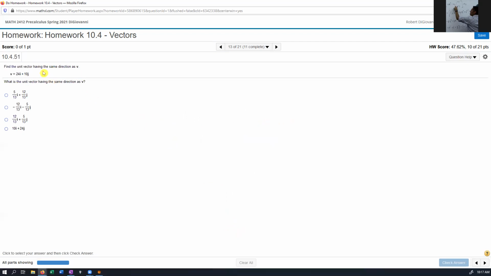Okay, find the unit vector having the same direction as this one. So what we do here is we take our original vector, which I'm going to write this way, 24, 10, and we find its magnitude. So the magnitude is square root of 24 squared plus 10 squared, which is, as I get my calculator out, 24 squared is 576 plus 100, which is the square root of 676. Let's see if that's a perfect square. I don't think it is, but maybe it is. Yeah, it is 26. So this is 26.